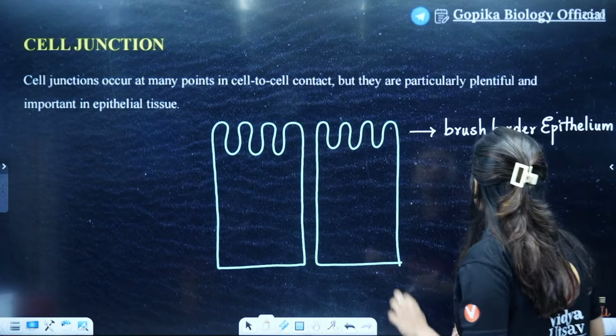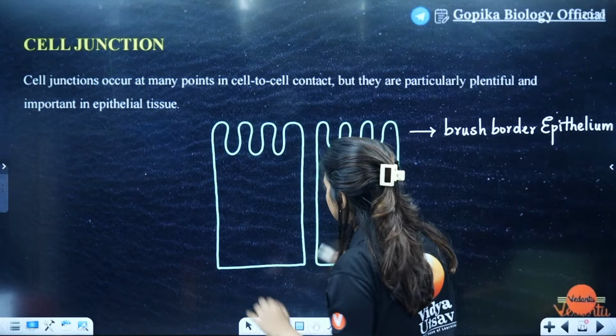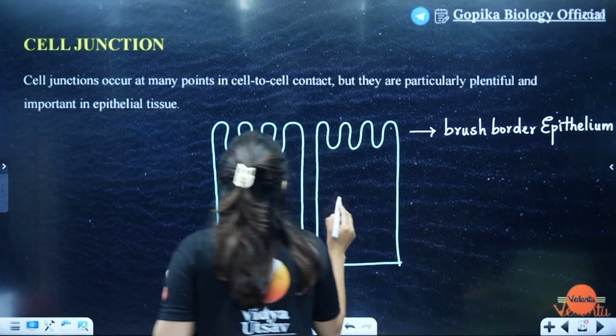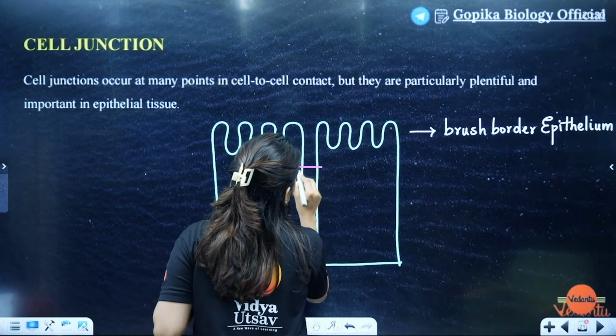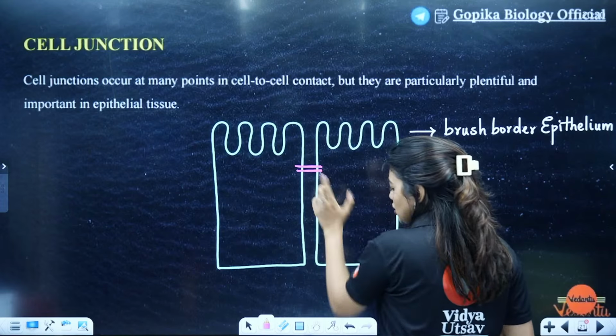Brush bordered epithelium. Now, this brush bordered epithelium is going to be your columnar cells, okay? Columnar cells. Now, let's try and understand what is the cell junction. So, the first cell junction that I'm going to talk about is your tight junctions, okay? This is your tight junctions.